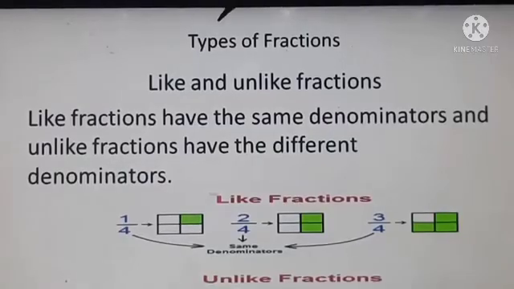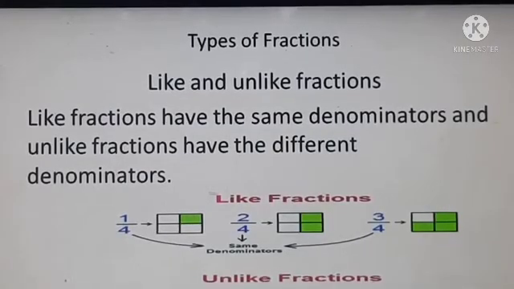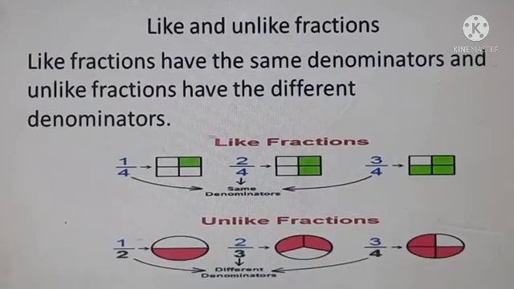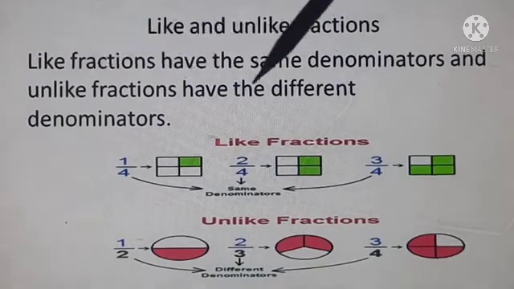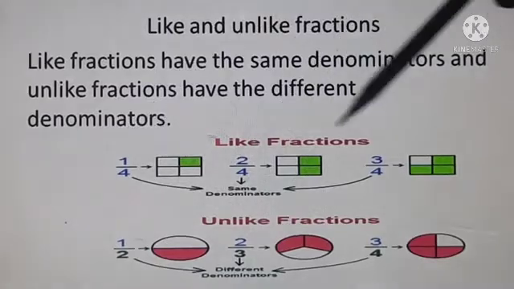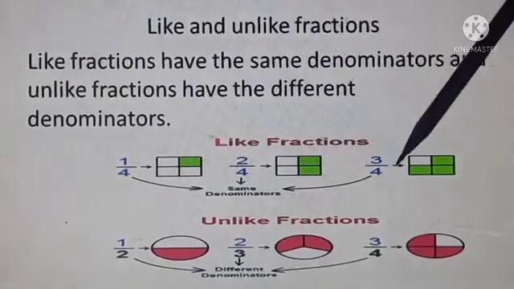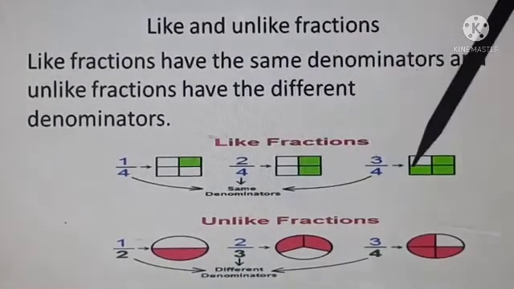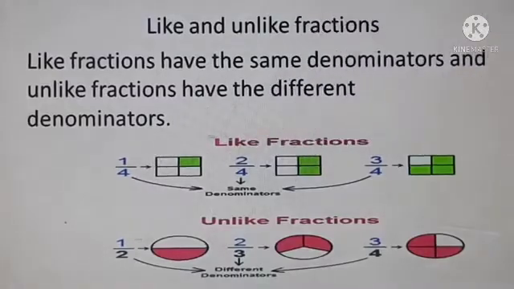Now we will study about types of fractions. First of all, we will study about like and unlike fractions. Like fractions have the same denominators and unlike fractions have the different denominators. Understood? The fractions having same denominators are called like fractions, and the fractions having different denominators are known as unlike fractions. See these examples: 1 by 4, 2 by 4, 3 by 4. Denominators are same. Denominators are 4. So these are the examples of like fractions.